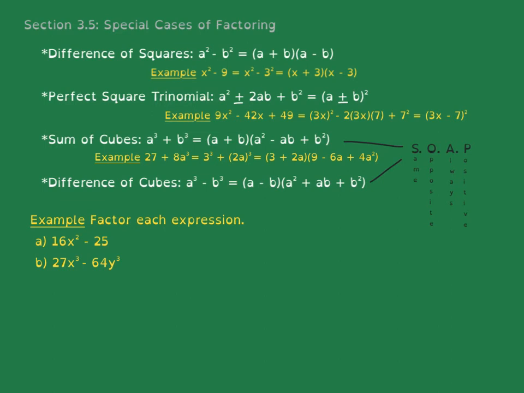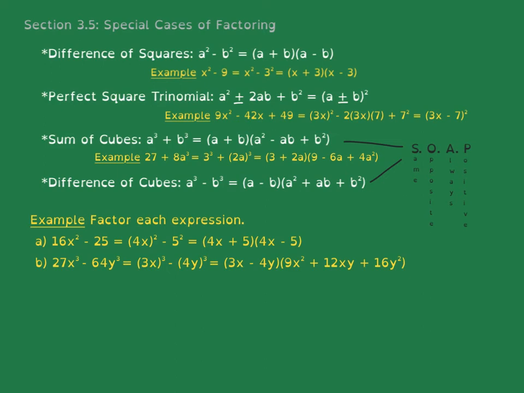I want you to go ahead and practice using these formulas. Here are two examples for you to try to factor on your own using the above special cases of factoring. 16x squared minus 25 and 27x cubed minus 64y cubed. Again, please pause the video and take the time to work these out on your own. Then, when you unpause the video, you can check your answers.